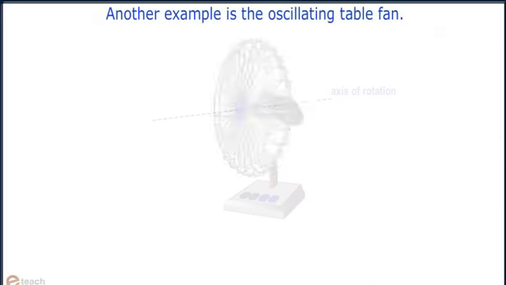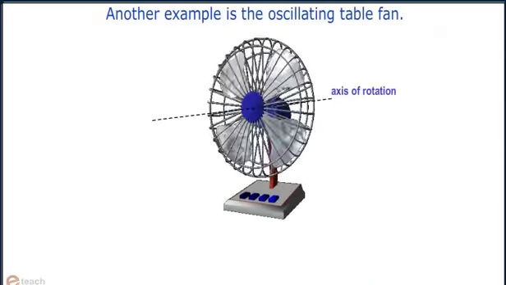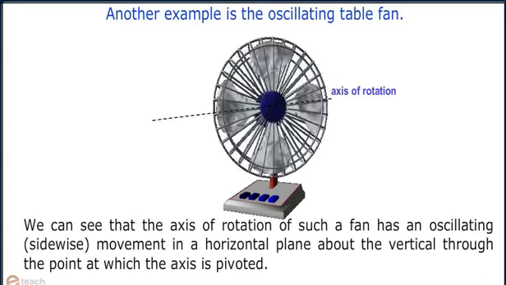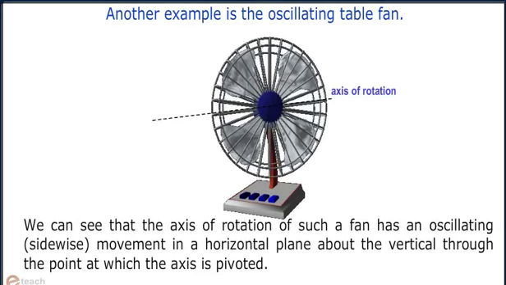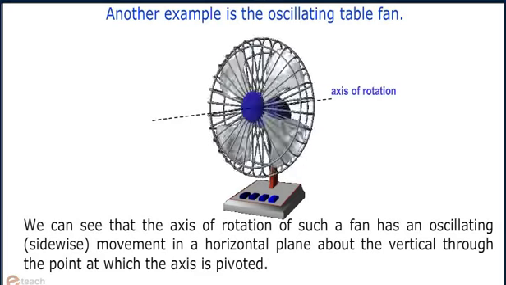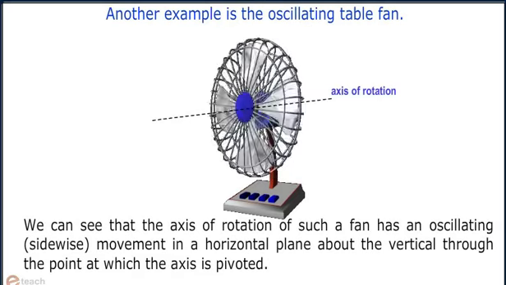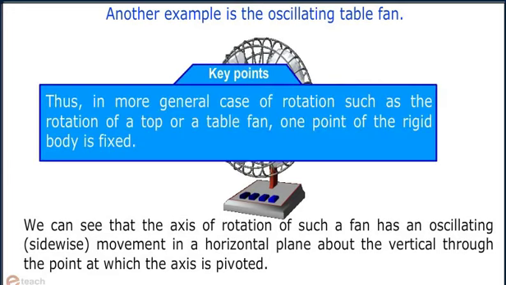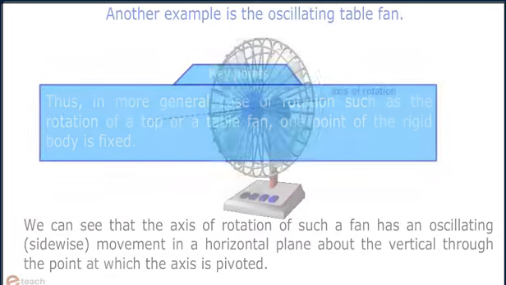Another example is an oscillating table fan. We can see that the axis of rotation of such a fan has an oscillating sidewise movement in the horizontal plane about the vertical through the point at which the axis is pivoted. Key point: thus, in the more general case of rotation, such as the rotation of a top or a table fan, one point on the rigid body is fixed.